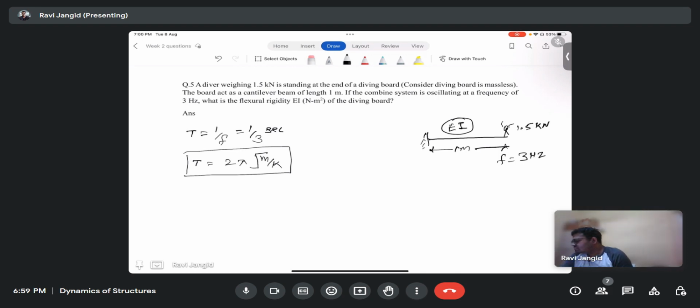Newton meter? No, it is wrong. 673, how? Have you taken g as 10 or 9.8? 9.81? Then you are wrong. Try to look into your calculation. Where is the mistake?